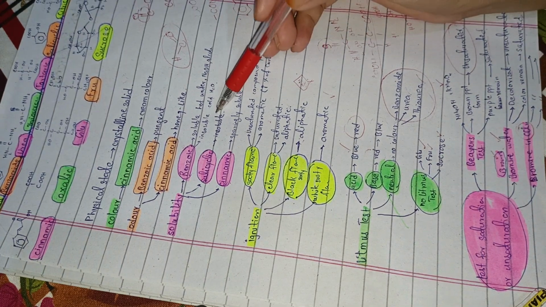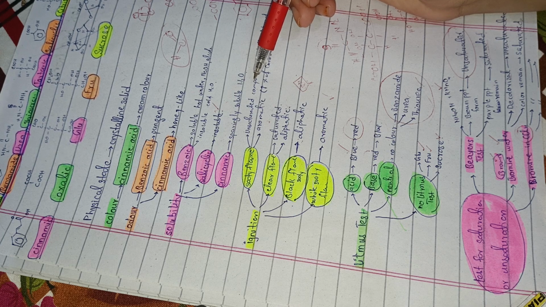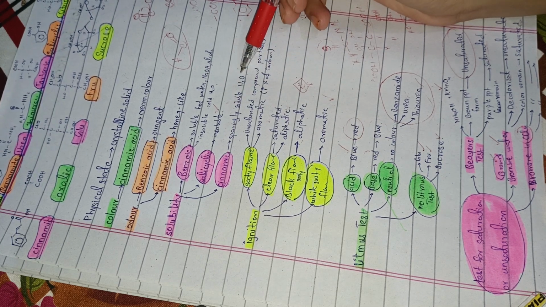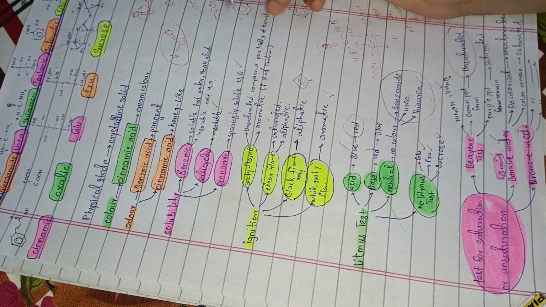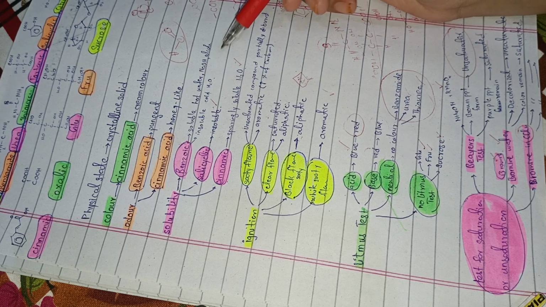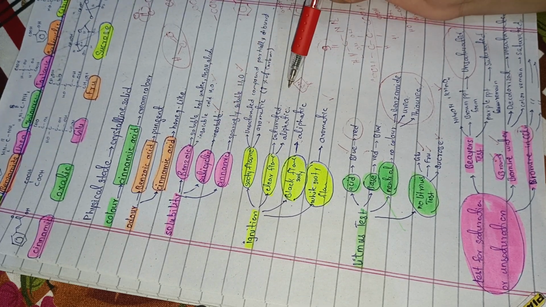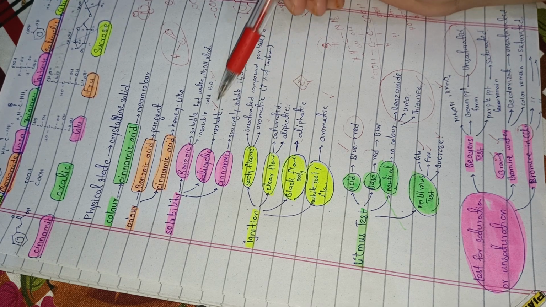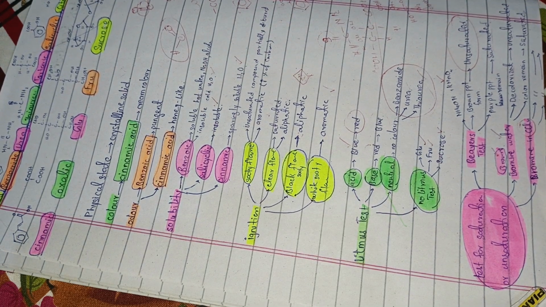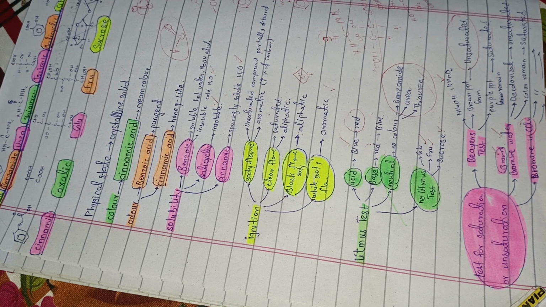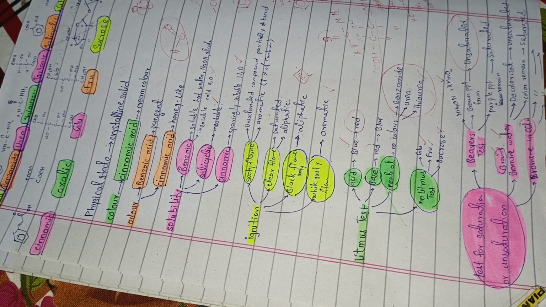For example, salicylic acid is insoluble in water. Cinnamic acid is sparingly soluble in water, meaning it is only slightly soluble. And benzoic acid is also insoluble in cold water. So what do you have to do? The bromine water test is performed only for compounds which are soluble in your water.